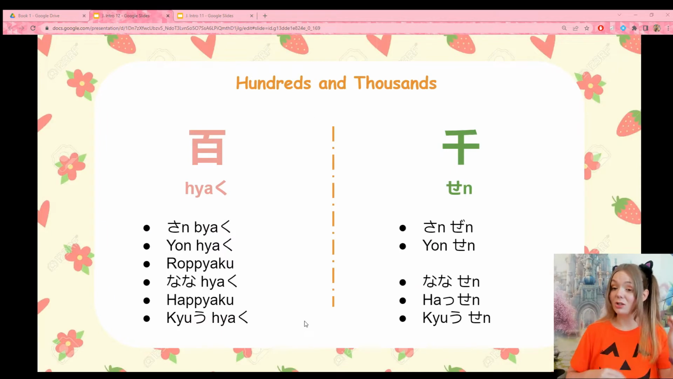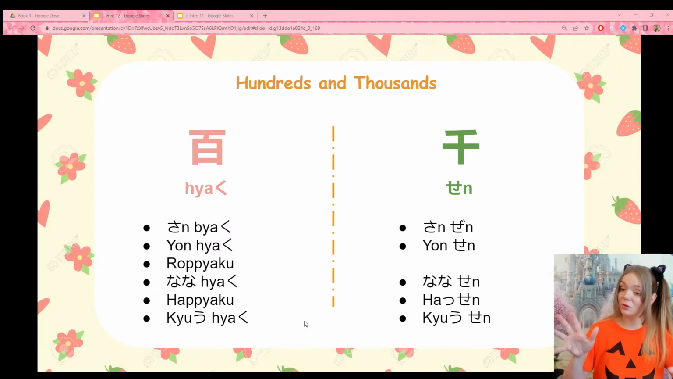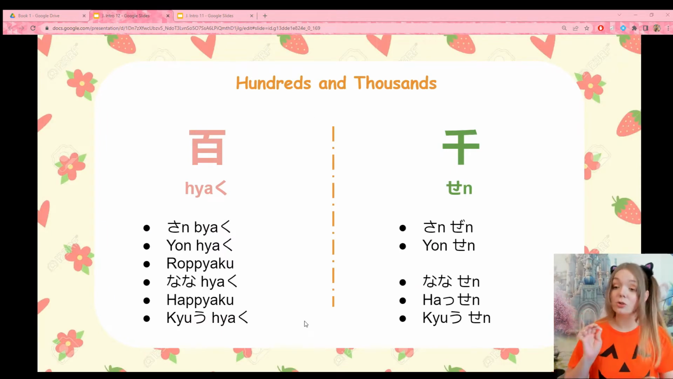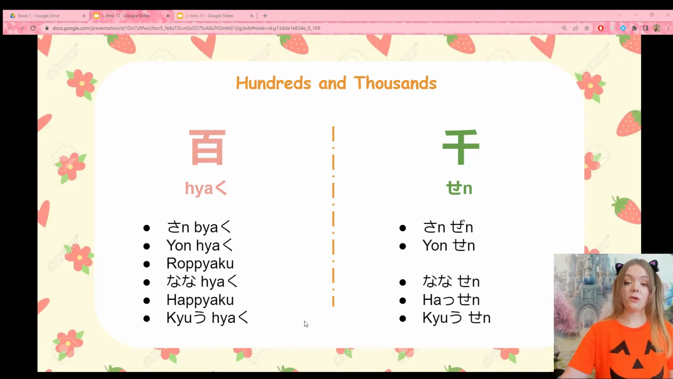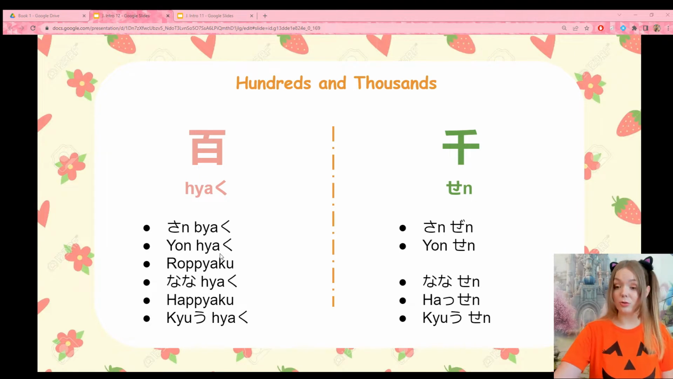Now, counting in the hundreds and the thousands is a little bit more difficult just because there are some pronunciation rules. So we're going to take a moment and look at those really quick. Over in the hundreds, right, 100 is hyaku. Hyaku, this is the symbol for 100. The number 3 changes the pronunciation, and it's not hyaku, but byaku. Sanbyaku would be 300. San, byaku, 300.